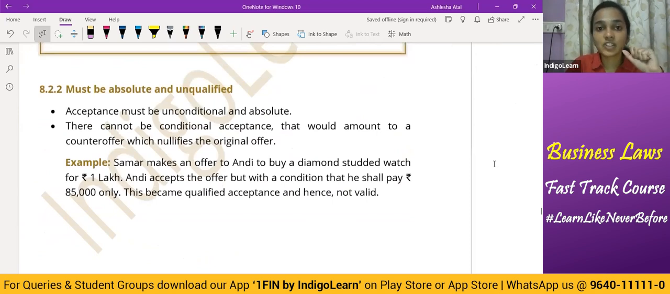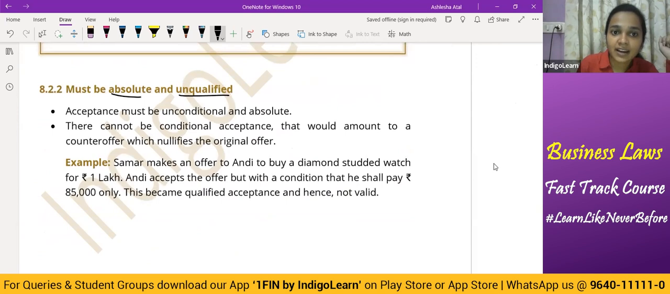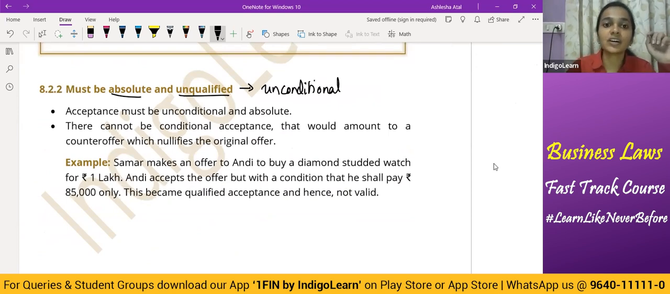The second condition for a valid acceptance is that it must be absolute and unqualified. Absolute and unqualified basically means that it should be unconditional. There should be no conditions attached to the acceptance. Whenever a person is giving acceptance, it should be unconditional and absolute.